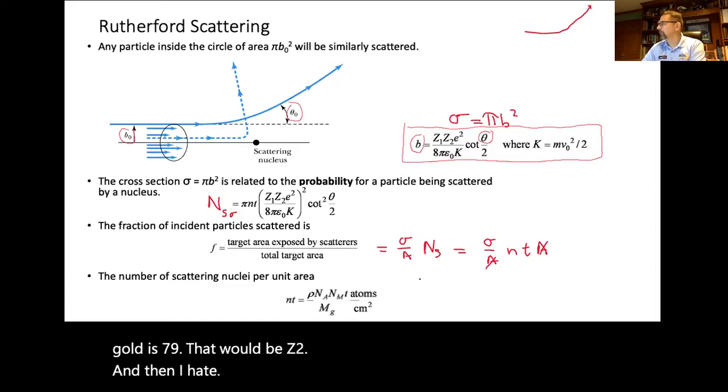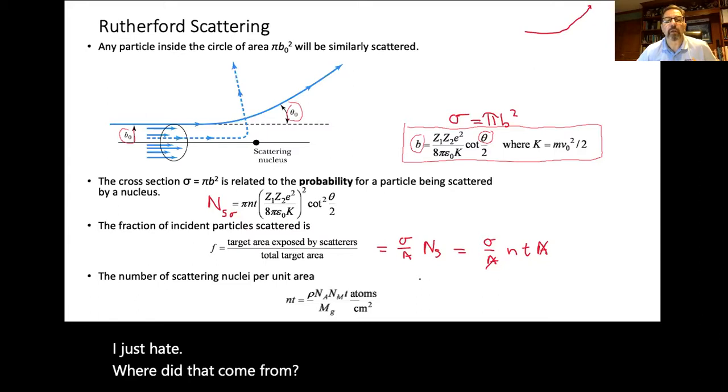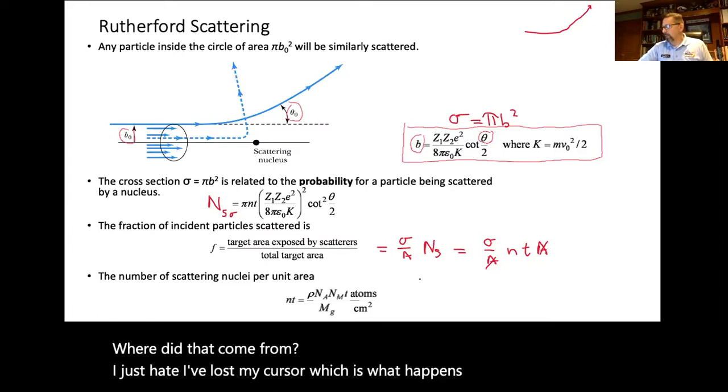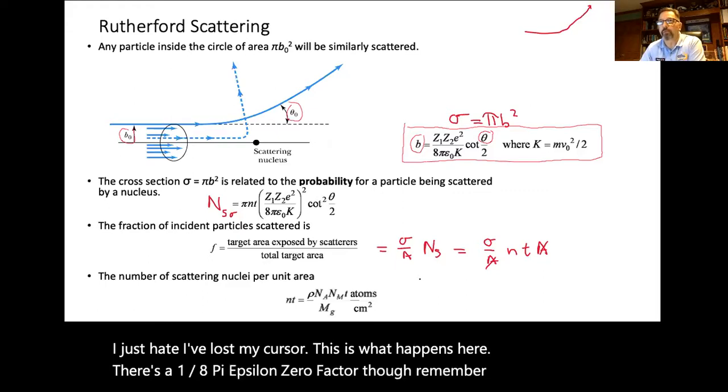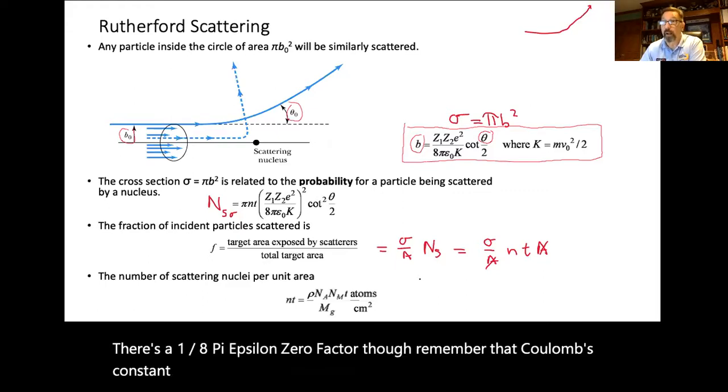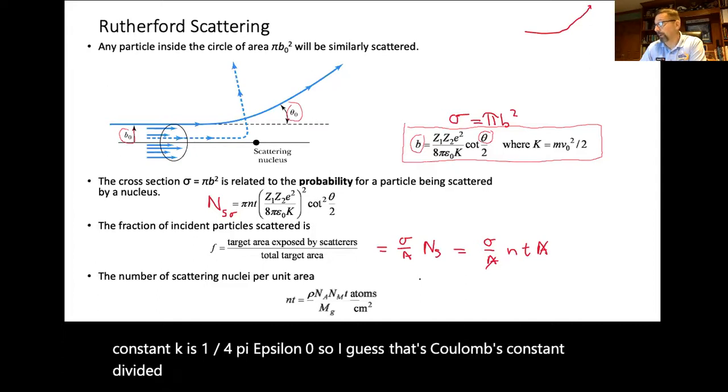And then there's the 1/8 pi epsilon 0 factor, though. Remember that Coulomb's constant k is 1/4 pi epsilon 0. So I guess that's Coulomb's constant divided by 2. And then, of course, it's multiplied by e squared.